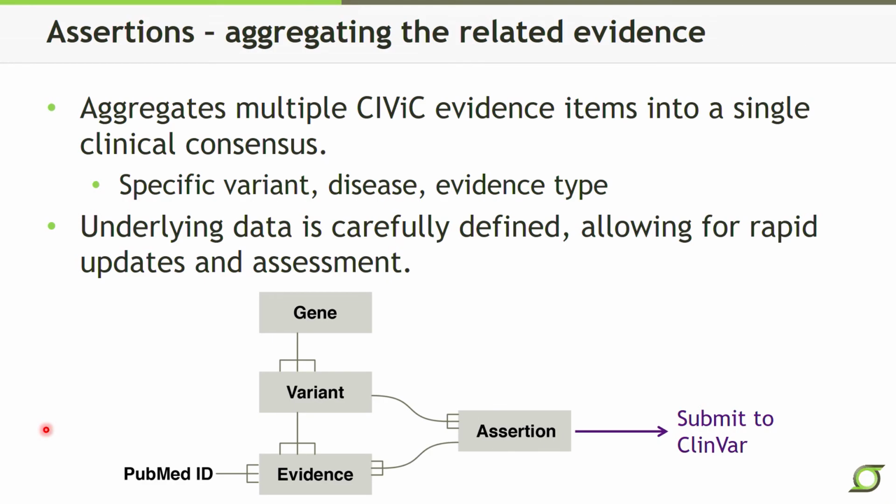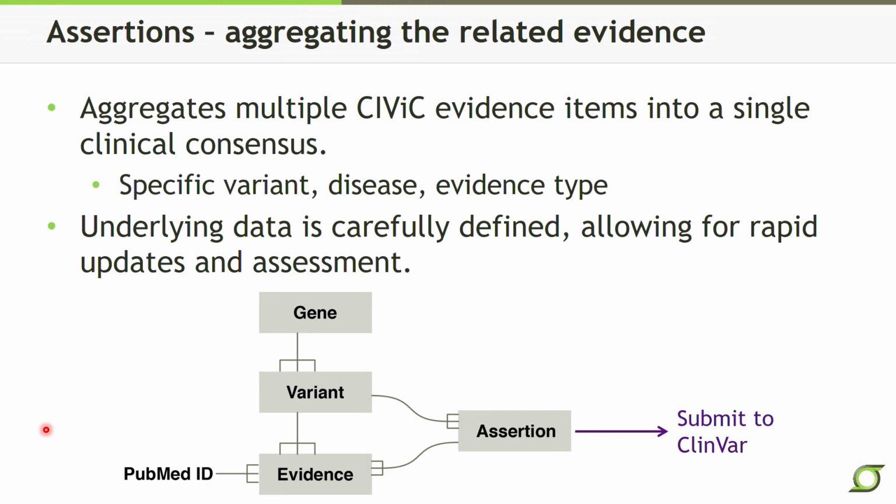But what I really came to talk to you about today is actually assertions. Assertions are another portion of the CIViC knowledge base that aggregates multiple CIViC evidence items into a single clinical consensus. This is focused on a specific variant, a specific disease, and a specific evidence type. So this is more along the lines of the sort of information that you'd see in ClinVar. And in fact, I'm very happy to report that we've made our first submission from the CIViC interface to ClinVar. In this method, the underlying data is very carefully defined, which allows you to rapidly reassess it.